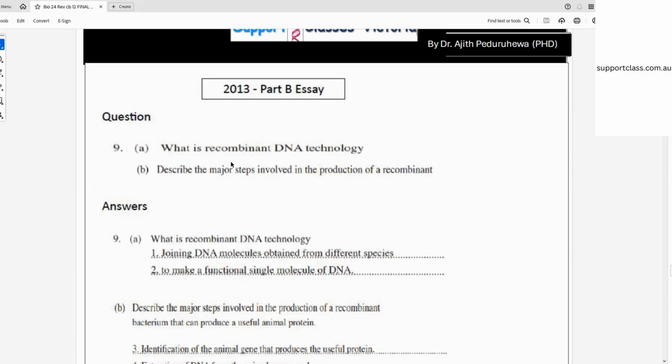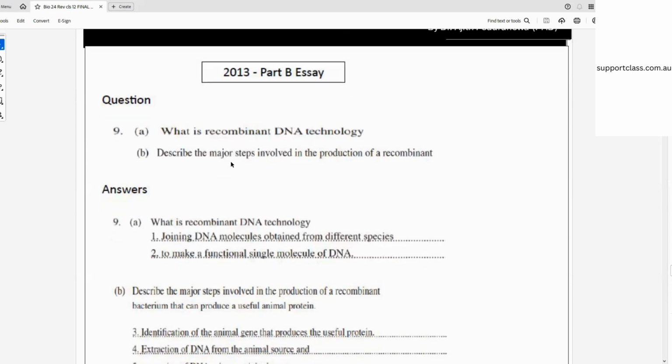I want to develop the confidence in yourself, in students, right? So let me summarize the question. What is the recombinant DNA technology? So it's a question, and then there's part A. Part B is describe the major steps involved in the production of recombinant DNA.